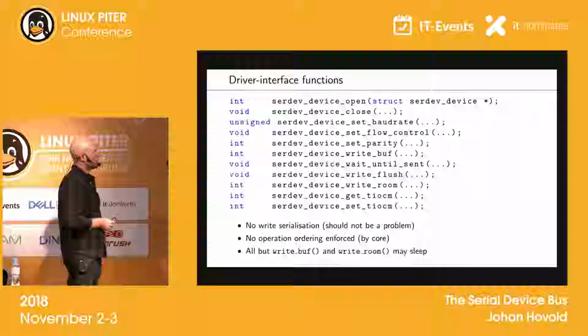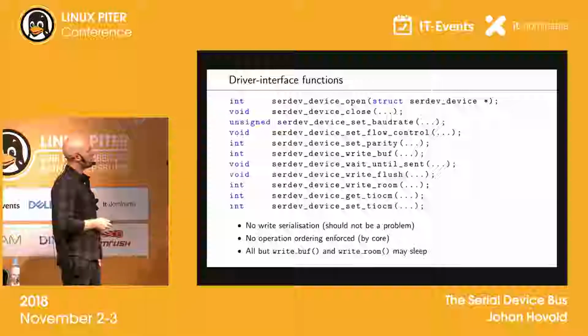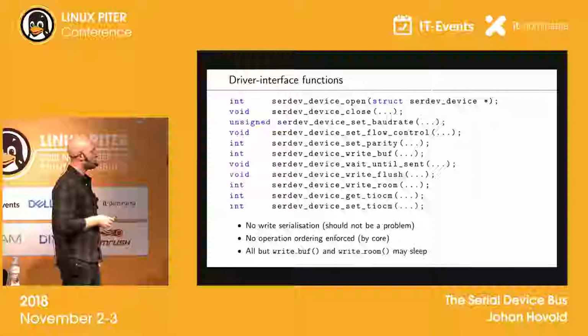This is in fact the full set currently. They all take a pointer to a struct serdev_device. We have functions for opening and closing a port, changing the baud rate, enabling hardware flow control, changing the parity settings, writing a buffer, waiting until the outgoing buffer has been drained, flushing the outgoing buffer, checking how much room there is in it, and modifying and retrieving the modem control signals.